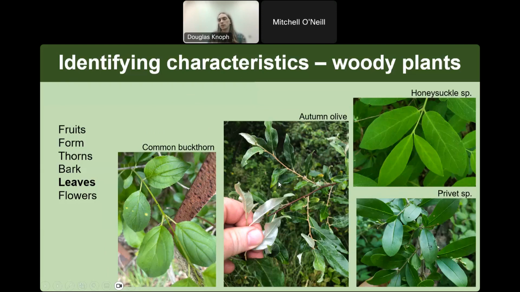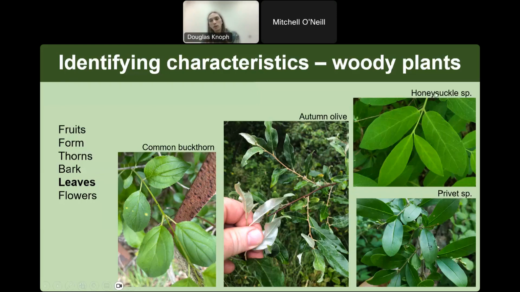Distinct coloration on the top versus bottom. Again, autumn olive has a sort of distinct silvery underside to the leaves. So when taking a photo like this, flipping over a couple of leaves so you can see the front and the back in the same photo is good practice.